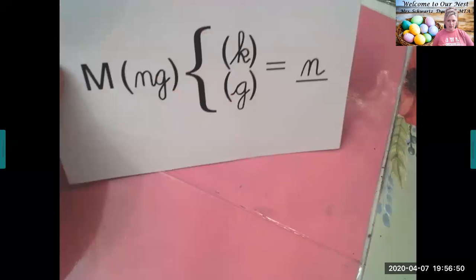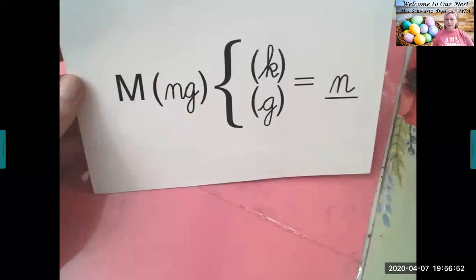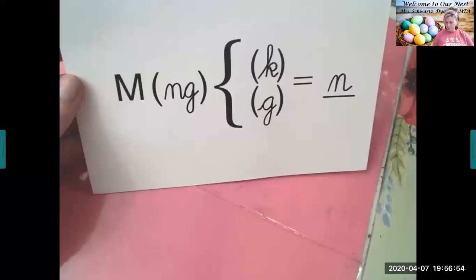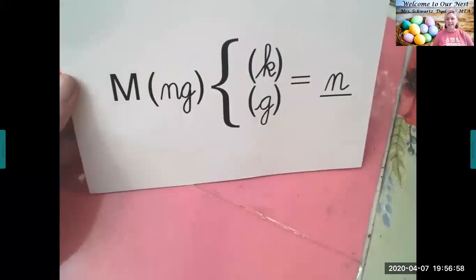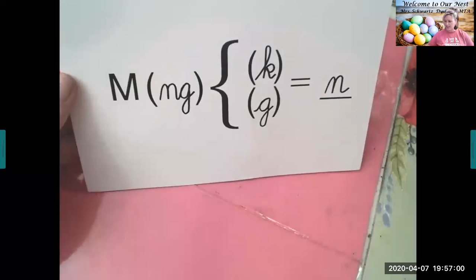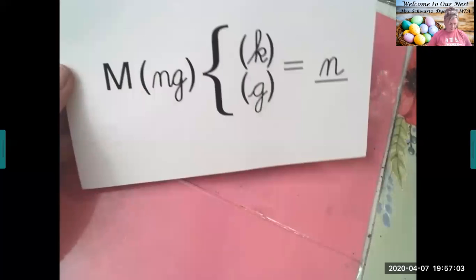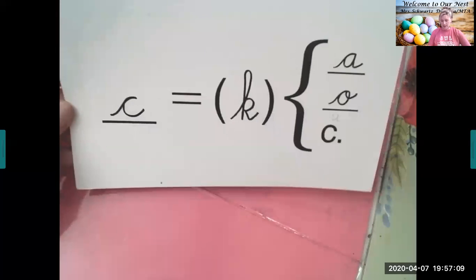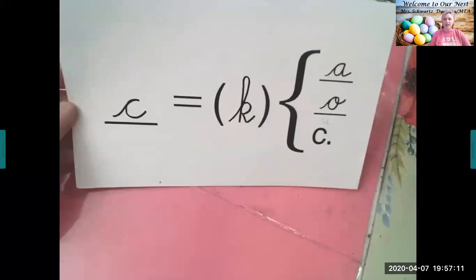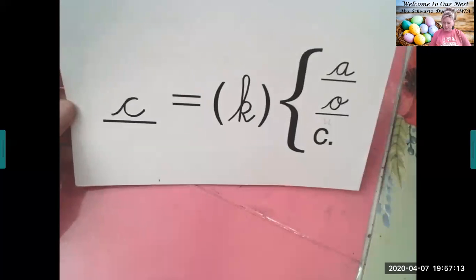I'll get the hang of this. Medial ng before k and g is spelled n as in sink. C is pronounced k before A, O, and any consonant.